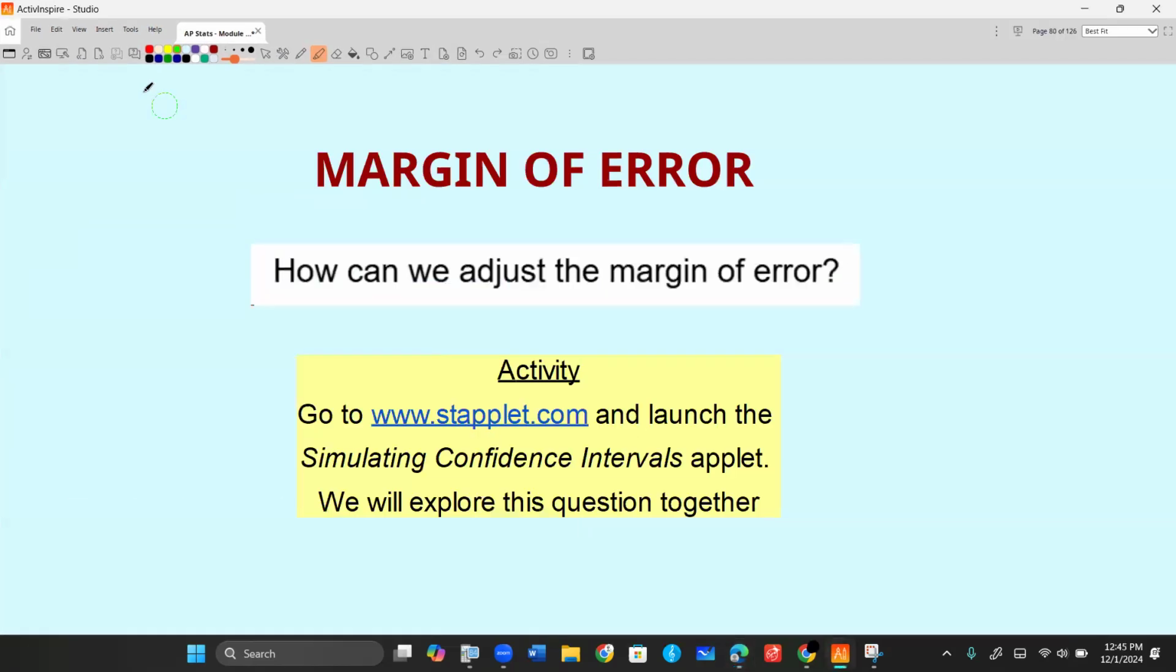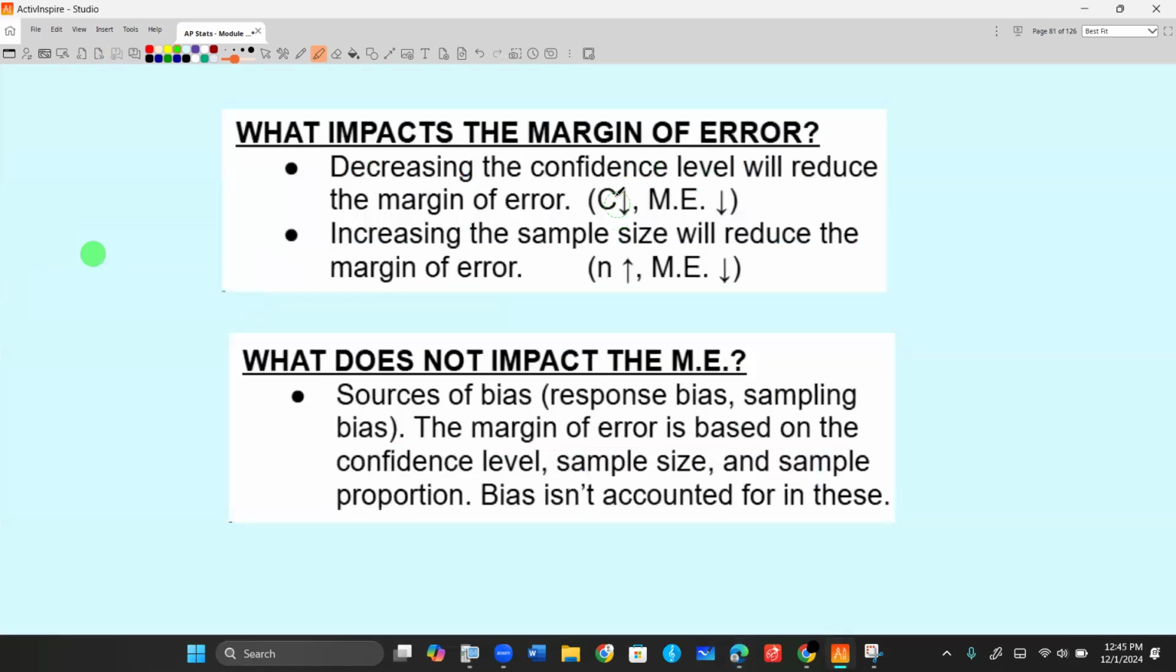To summarize that, if you decrease the confidence level, it's going to reduce the margin of error. If you increase the sample size, it's also going to reduce the margin of error. Usually it's more preferred to increase the sample size because we want to try to be as confident as possible. So a higher sample size can offset a reduction in your confidence level. A bias isn't going to impact that margin of error. It might impact the sample statistic and the point estimate, but it's not going to impact your margin of error. So bias will never factor into that.